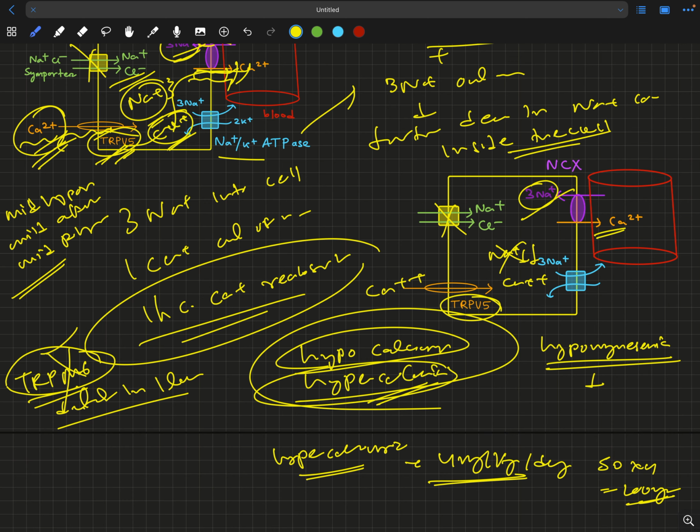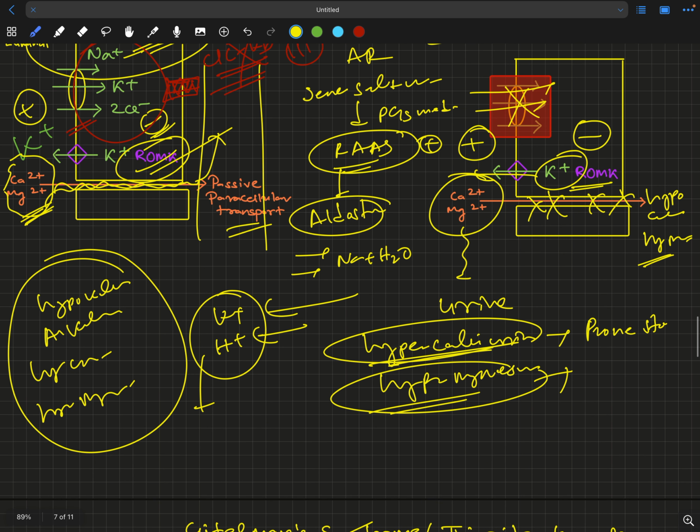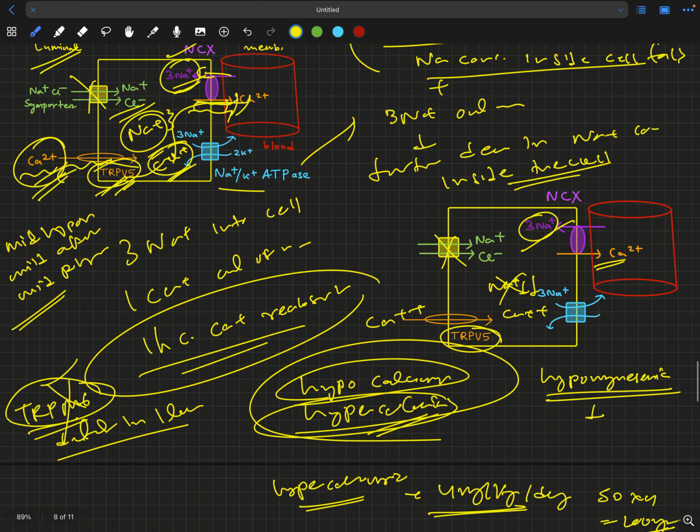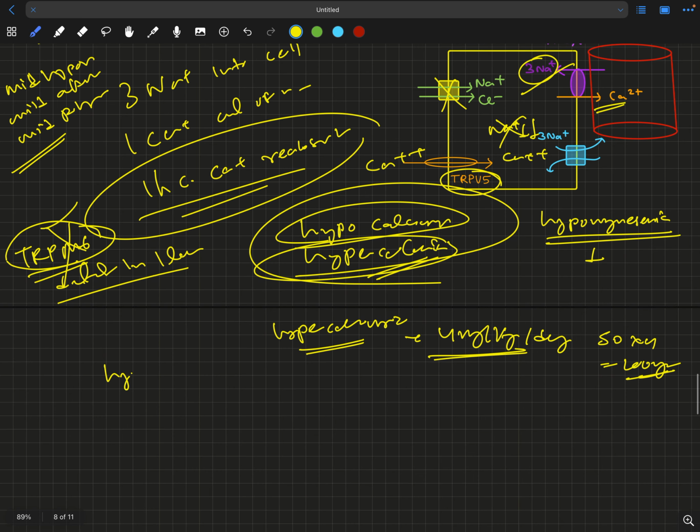That is called hypercalciuria. Here there is no magnesiuria, because in the case of Bartter or loop diuretics, calcium and magnesium are simultaneously reabsorbed. Here there is only a channel for calcium, so magnesium is not absorbed. So there will be hypocalciuria because calcium is absorbed, and hypomagnesemia because less magnesium is absorbed.